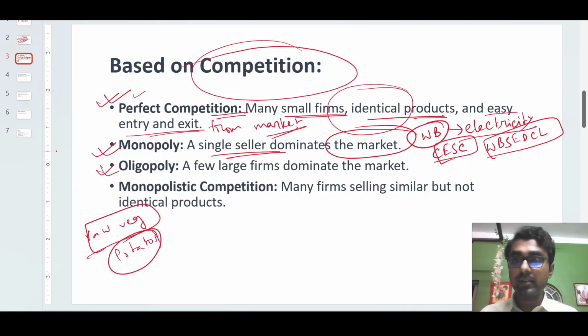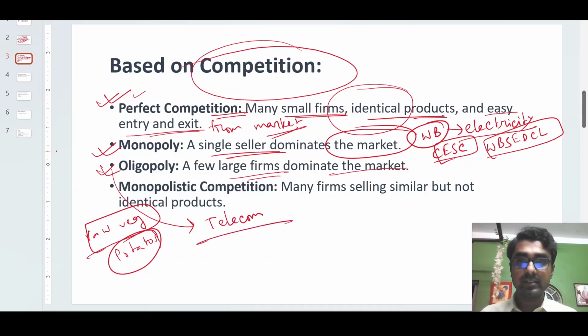Next is the oligopoly market. Oligopoly is basically a higher version of a monopoly, where a few large companies dominate the market. That means there will be only one or two companies, or maybe three or four companies. Just consider the telecom industry.